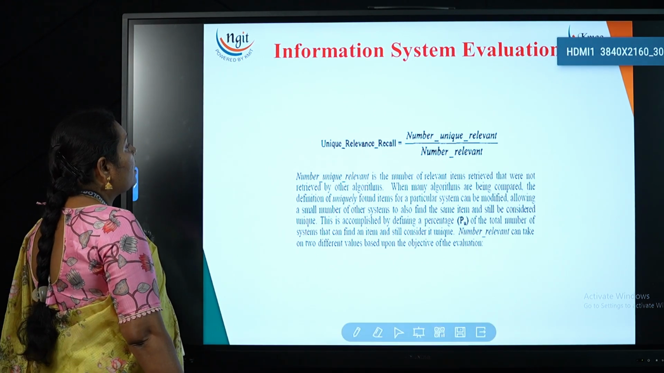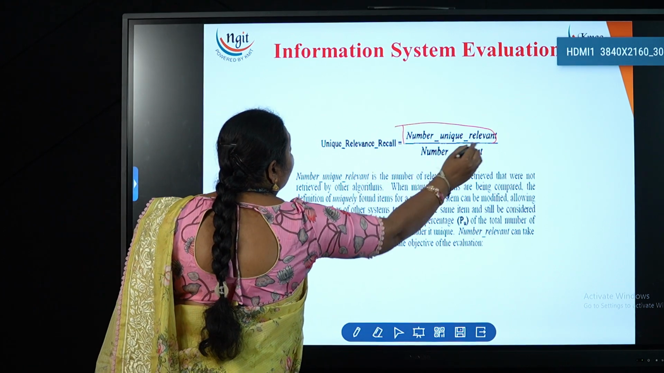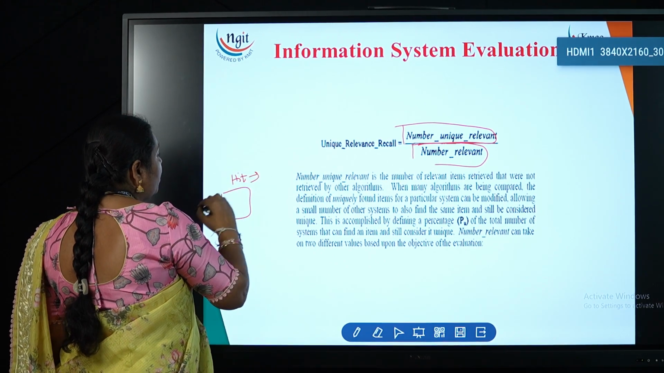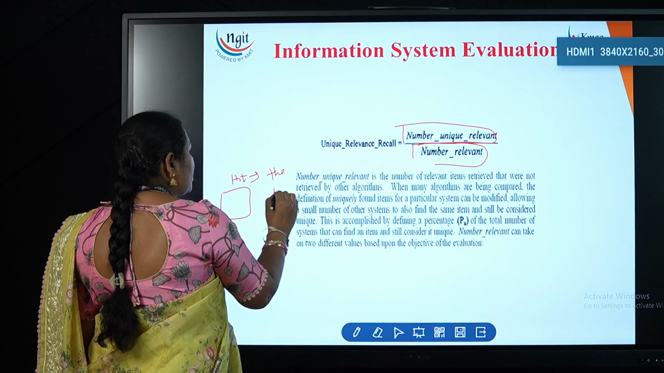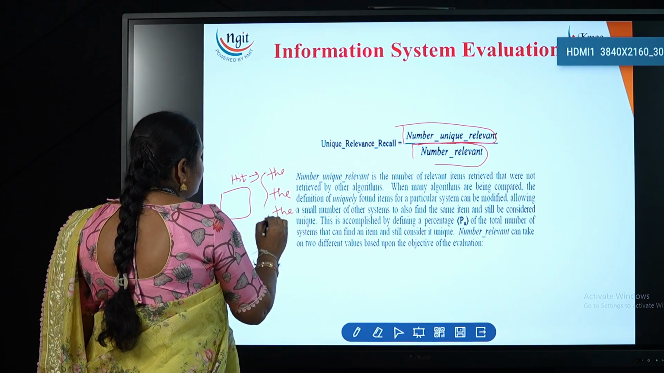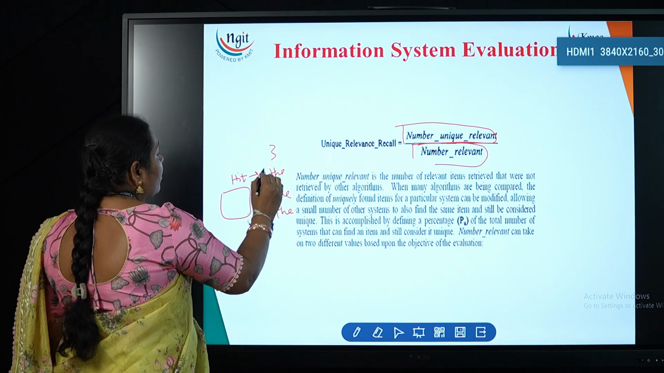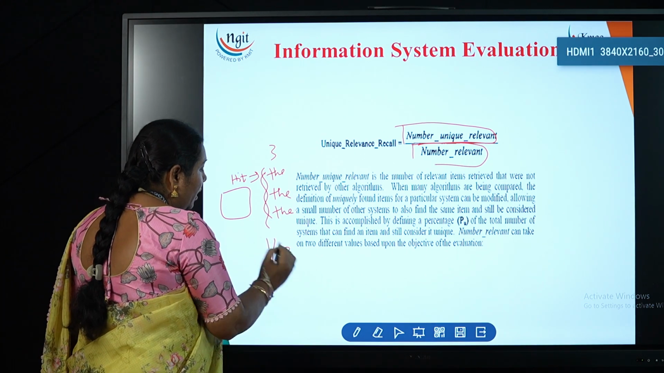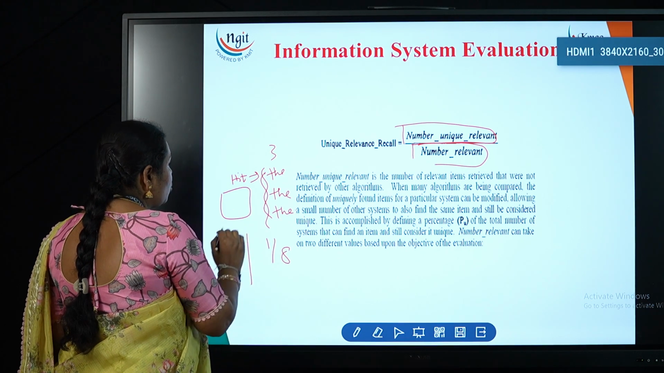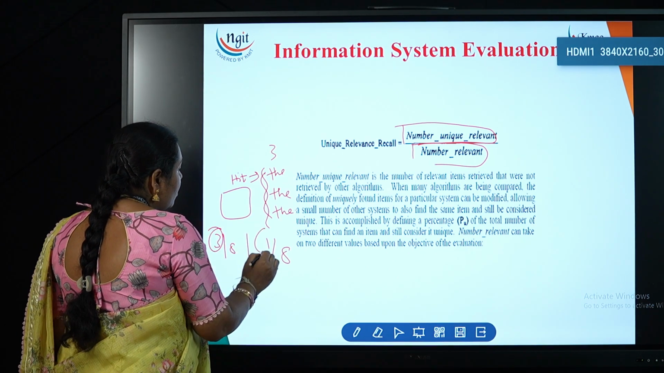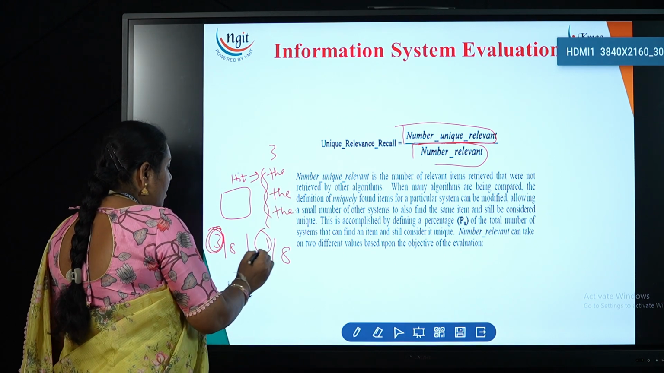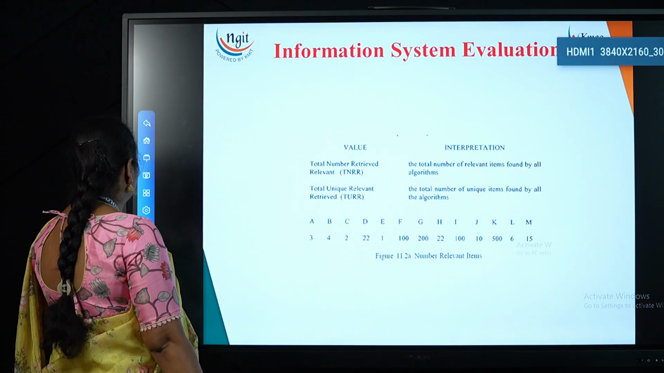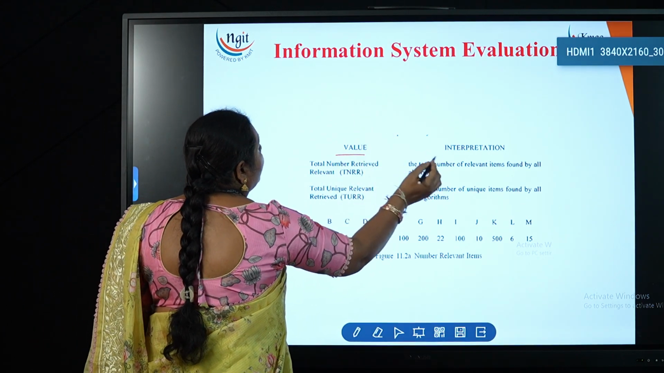The next one is unique relevance recall: the number of unique relevant over the number relevant. Whenever you search the items and get hits, suppose I search for the same item three times. Generally I will count it as 3 relevant, but when I take unique relevant, I will consider it as 1. So this is 1 by total relevant, which is 8. If you go for precision, it will be 3 by 8. You got the difference now? Because I am counting thrice in one case, but here I count only 1 because it is unique relevant.